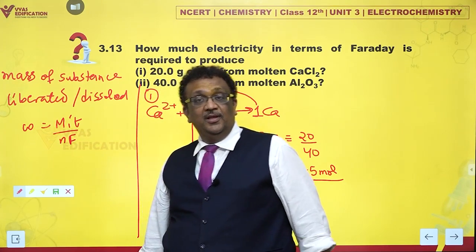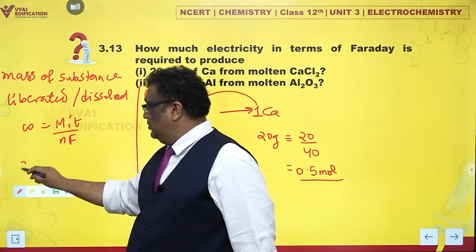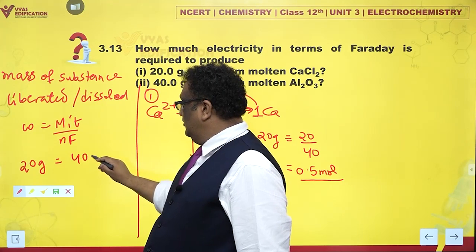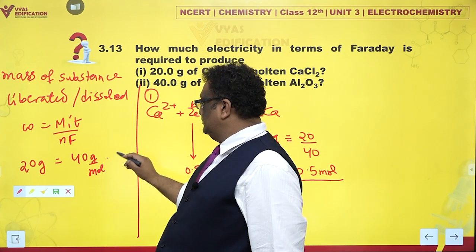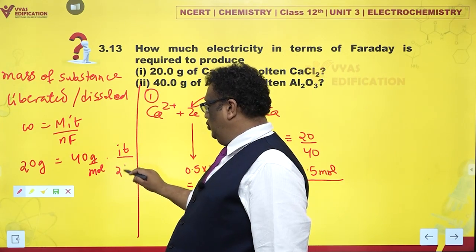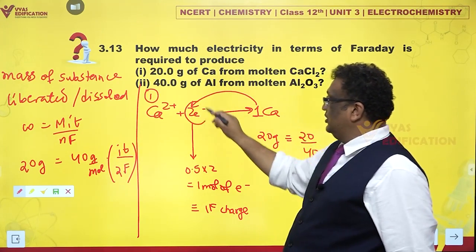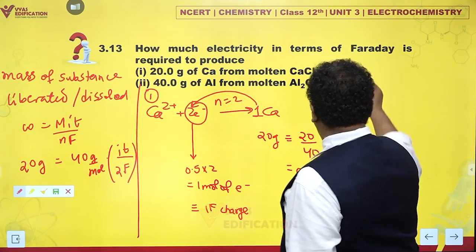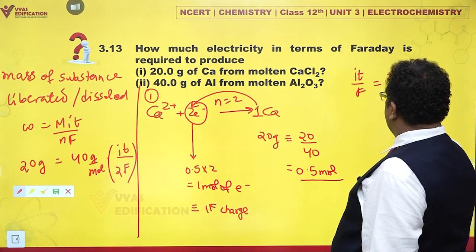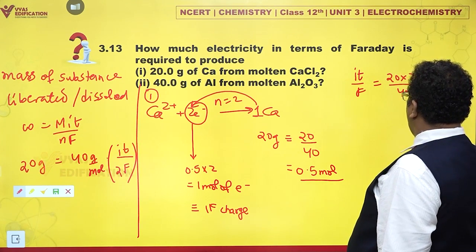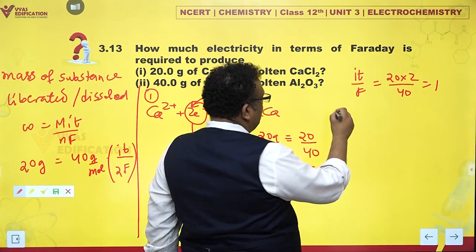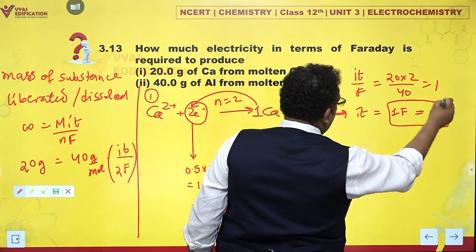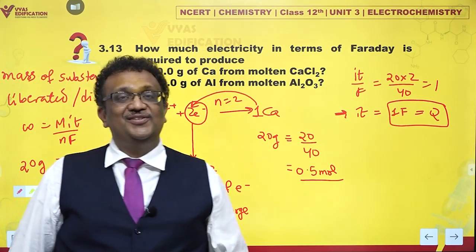We have a formula. In our case, we have 20 grams of calcium. So 20 gram of calcium, its molar mass or atomic mass is 40. We know that. Into It by n, 2F. Why 2F? Because n is equal to 2. There are 2 electrons being used. Fine. So what do I get? I get It by F is 20 into 2 by 40, which is 1. Which means It is 1 Faraday. But It is nothing but charge Q. So charge Q is 1 Faraday, or 1 Faraday of charge is needed.